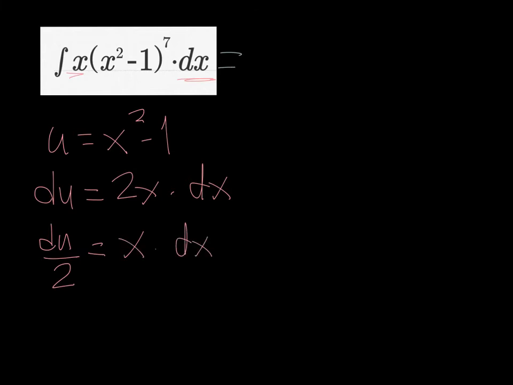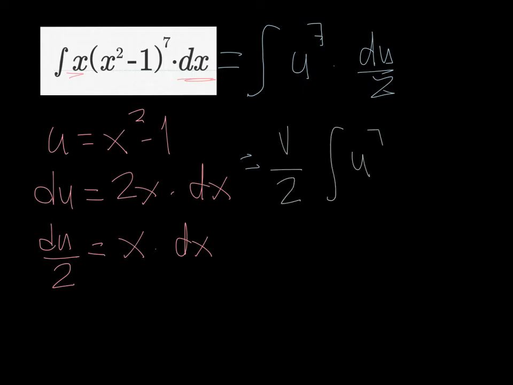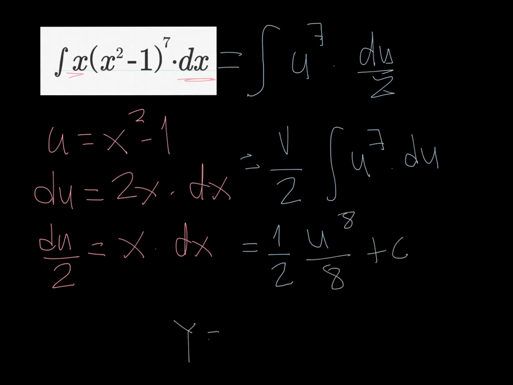And once we obtain the other part of the integrand, we can now substitute. So this will be u to the 7 times du over 2. And that will be 1/2 of the integral of u to the 7 times du, and that will be 1/2 of u to the 8 over 8 plus c. And finally, by substituting back, it will be 1 over 16, because I'm multiplying the two denominators, times u, which is x squared minus 1 to the 8 plus c.